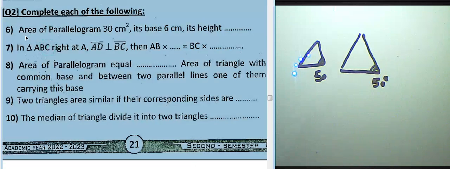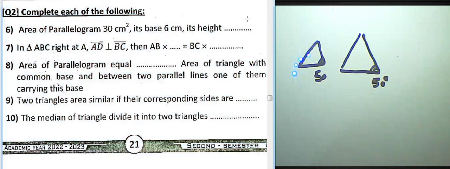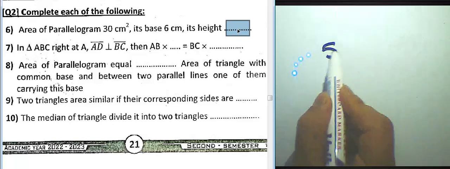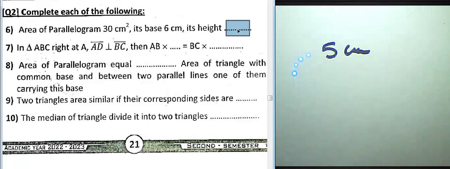Question number 2. Area of a parallelogram is 30 square centimeters. Its base is 6 centimeters and its height equals space. We can find the height by dividing the area by the corresponding base. 30 divided by 6 equals 5. We must write here 5 in the space, 5 centimeters, because the area of a parallelogram equals base times the height. 6 times what equals 30? 6 times 5 centimeters.